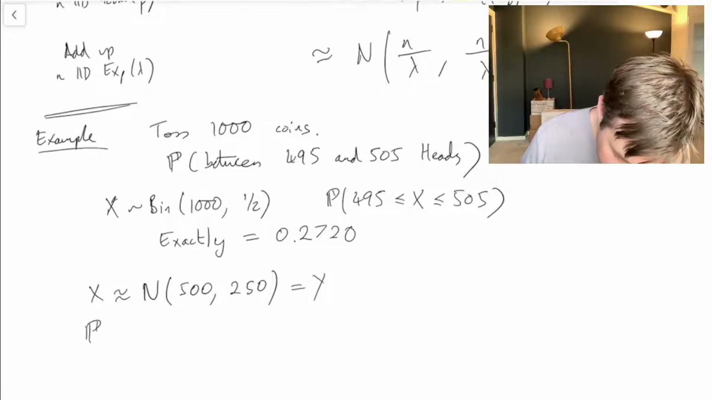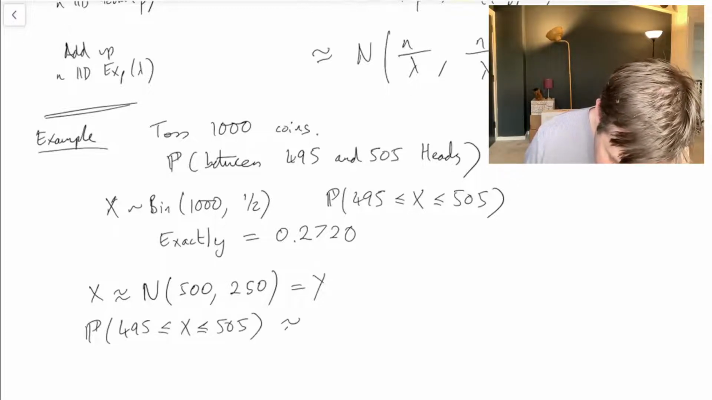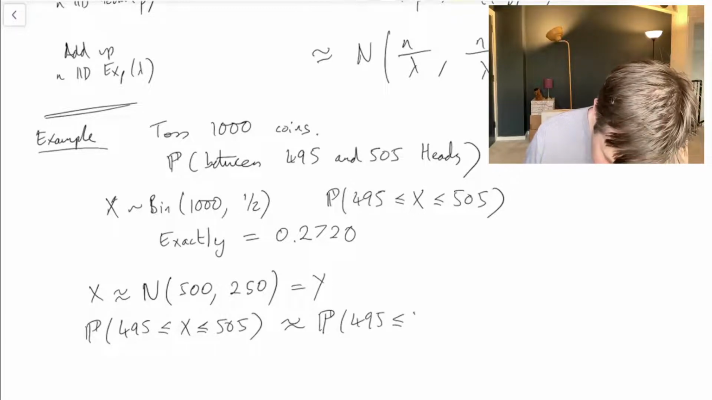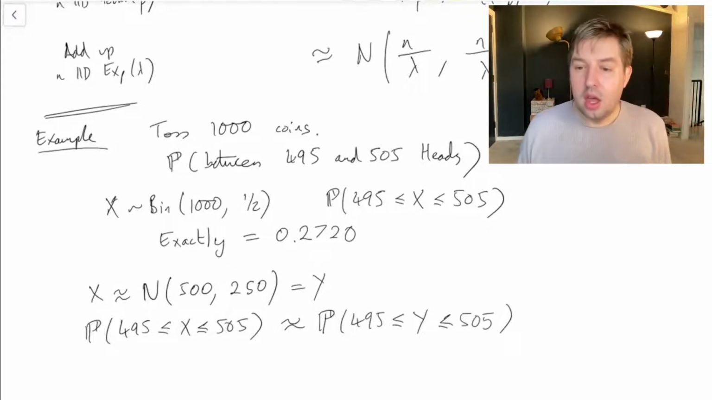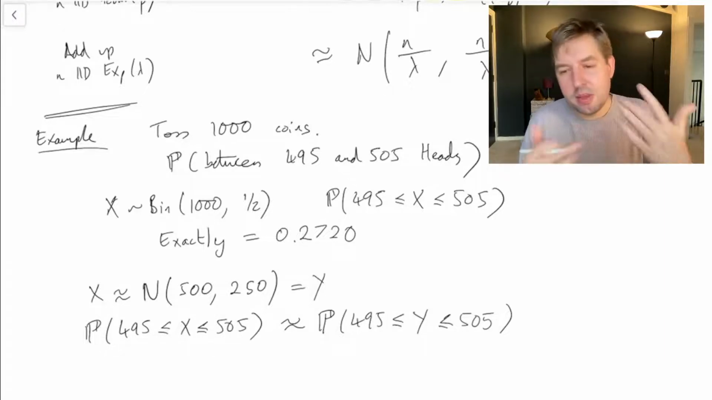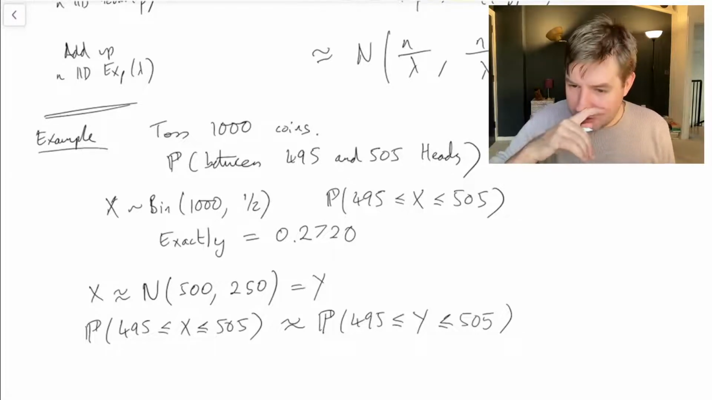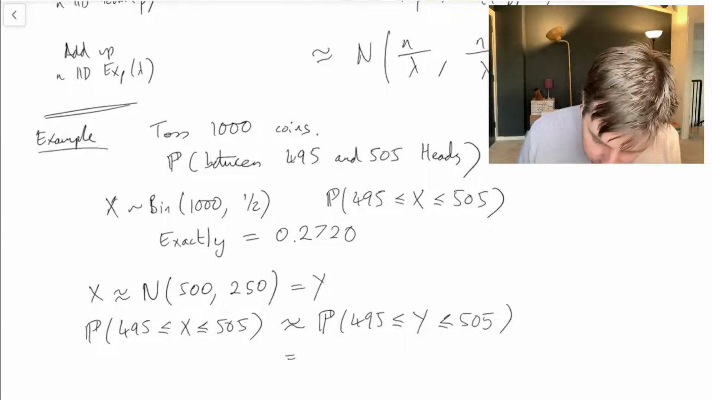So we'd be saying that the probability that 495 is less than or equal to the binomial, is less than or equal to 505, is approximately the probability that 495 is less than or equal to y, our normal approximation, is less than 505. So obviously you could do some standardization and look it up in your statistical tables. I just did it in R. You can see the commands I used in the notes to calculate this in R. And I got 0.2482.